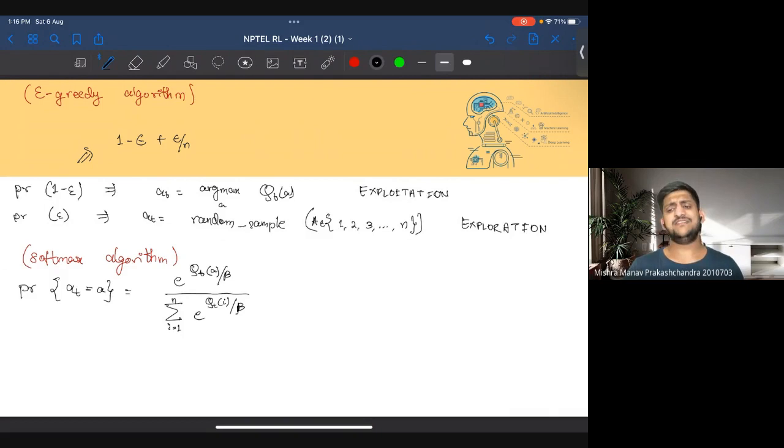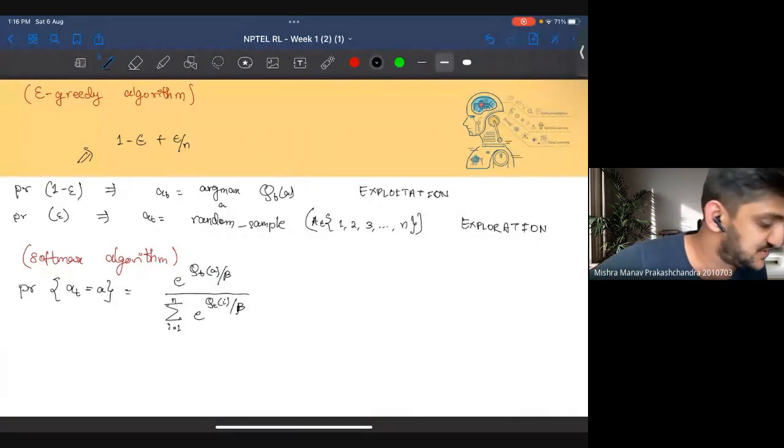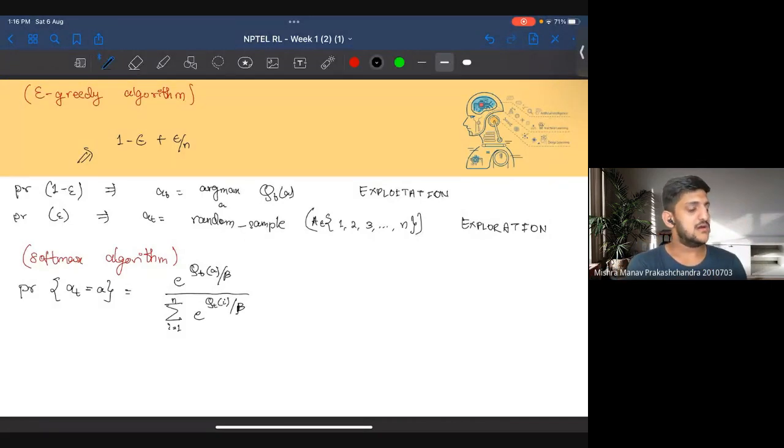Rather, if I increase beta, if beta goes to infinity, this term gets closer and closer to the sample average method. So this is the basic idea behind the softmax algorithm. I hope I told it correctly. Maybe you can verify this with the course lecture in week one. I'll just give an introduction. So this is the softmax algorithmic approach.